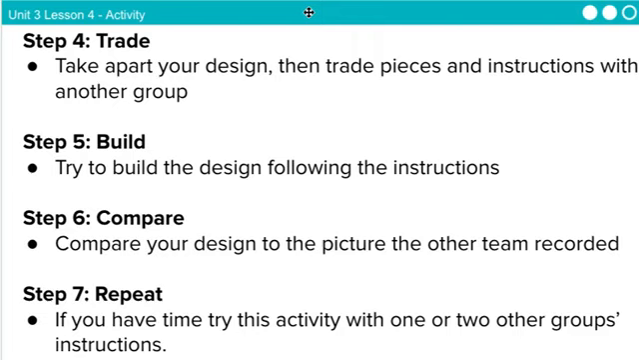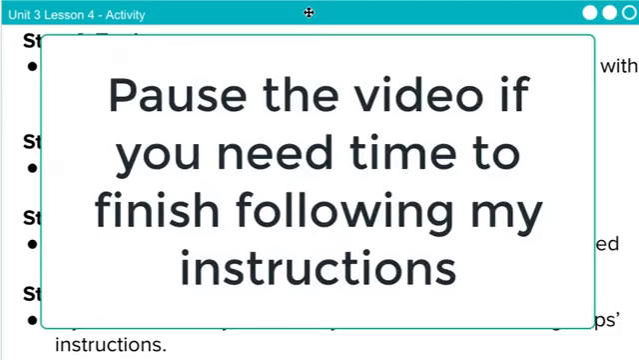Take the green piece and put it on top of the pink piece, but not directly on top of the pink piece. Put it a little bit over to the right. Take both blue pieces and put them on top of the green piece. I want you to pause the video here if you need time to finish following my instructions.